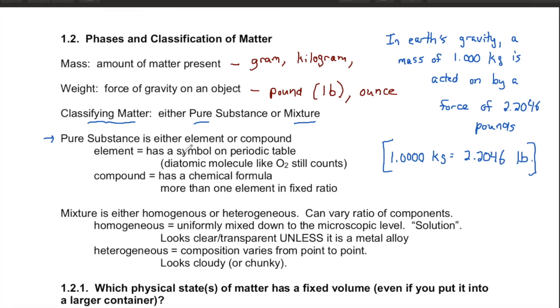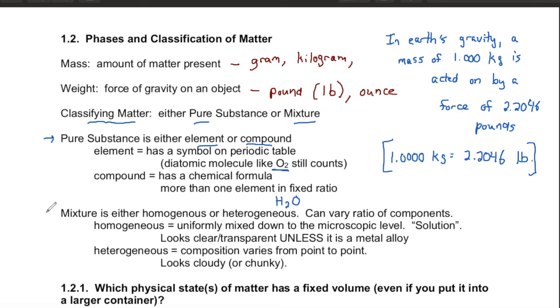A pure substance can either be an element or a compound. An element has a symbol on the periodic table, so that's pretty straightforward. Oxygen is an element. In nature, it usually exists as a molecule with 2 oxygen atoms, but it's still pure oxygen. That still counts as an element. Other chemical formulas that have more than one element in a fixed ratio, like water, that would be a compound. So if a chemical formula can be written for something, then it is a compound. Except if that formula is all the same element, then we would still count it as an element.